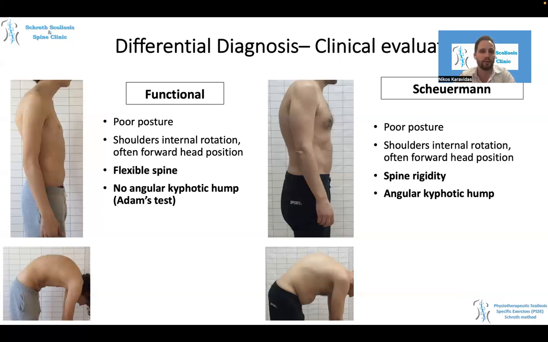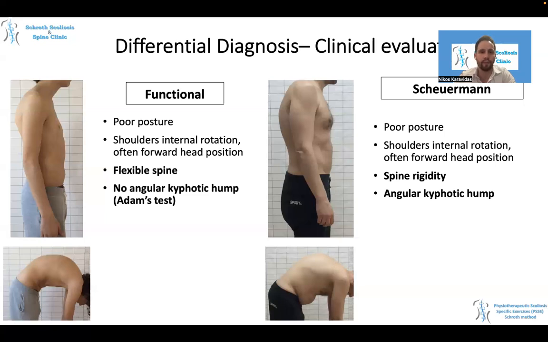So in functional kyphosis, we have a quite flexible spine and no angular kyphotic hump on the Adams test when you look at the patient from the side view. But in Scheuermann kyphosis, we have spine rigidity and an angular kyphotic hump, like what you see in the right photo.